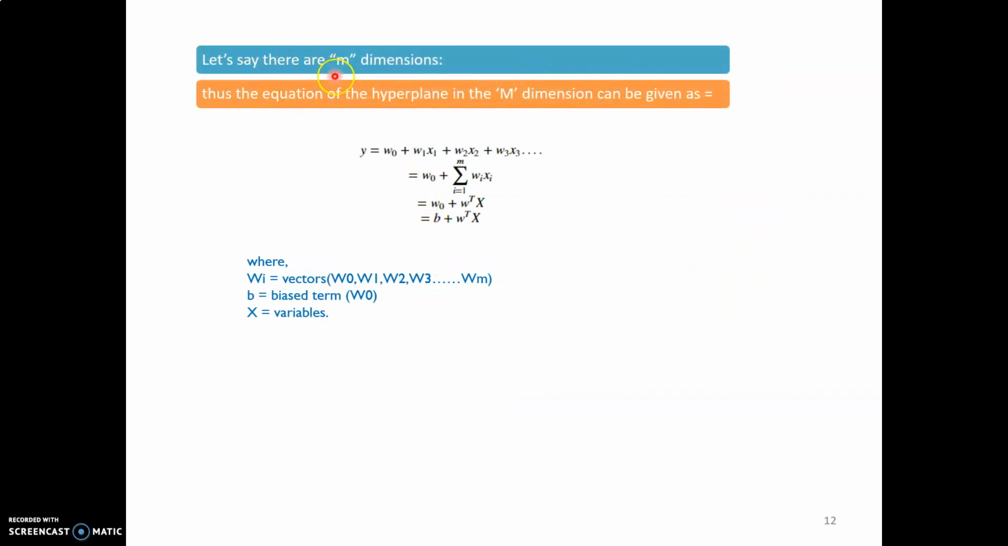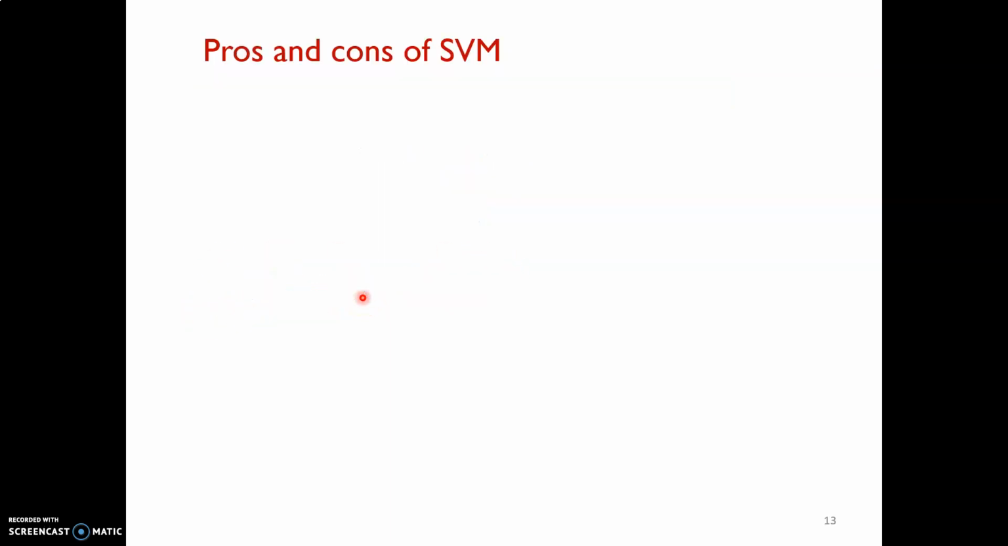Let us say there are m dimensions. Thus the equation of the hyperplane in m dimensions can be given as y equals w0 plus w1 x1 plus w2 x2 and so on. Next, w0 plus summation i equals 1 to m of wi xi. Next it is converted to w0 plus w transpose x. Next, w0 is converted to bias b, plus w transpose x. Here w is the vector w1 to wm, b is the bias term, and x is our variables.